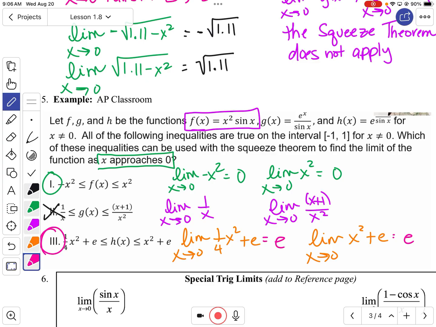Alrighty, so the next thing I want to do is show you 2 special trig limits that come about because of the squeeze theorem. You're going to want to add these to your reference page. They're limits. If we know them, we can use them, and then we don't have to prove them. I'm going to do a little trig to prove the second one to you, but not the first one because it's just plain old squeeze theorem. I'll rewrite it for you here in a second.